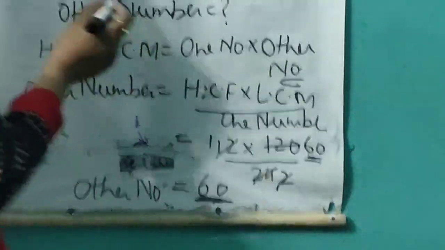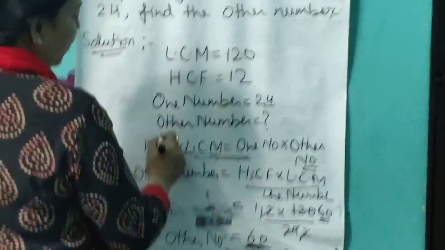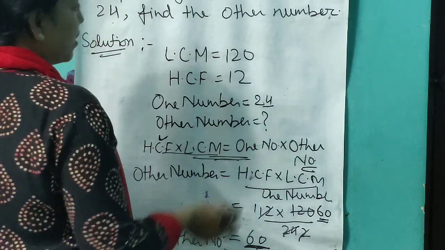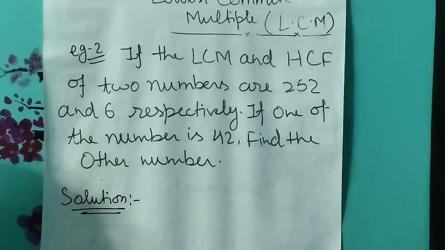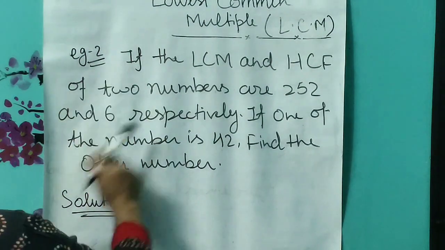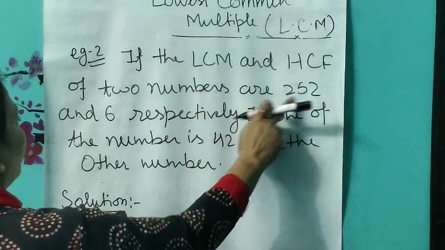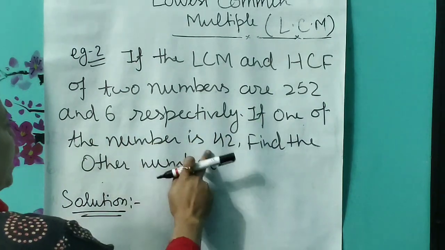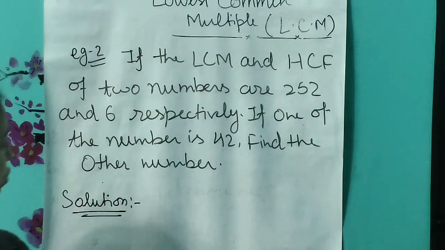So you have seen how using this formula we can find the other number. Same way, if HCF is given, you can find LCM, if first number and second number are given. Some more examples let us discuss, then it will be more clear to all of you. Next example 2 is, if the LCM and HCF of two numbers are 252 and 6 respectively, and if one of the numbers is 42, find the other number. Just like the previous example, you will solve this question also.